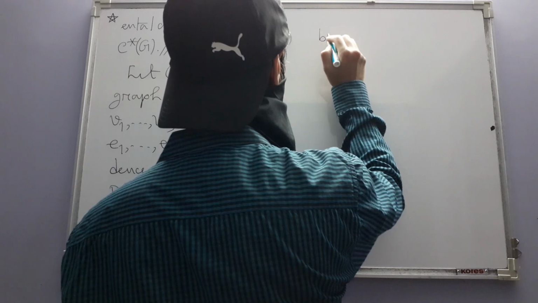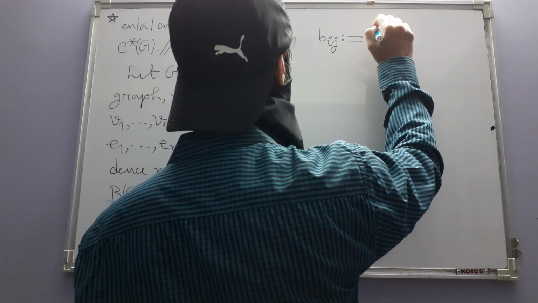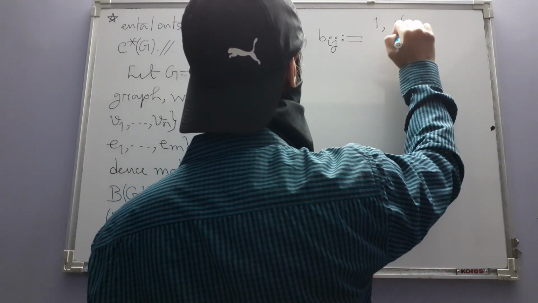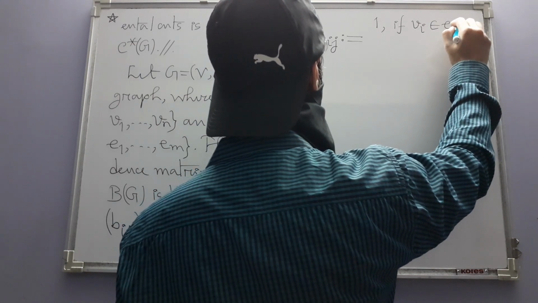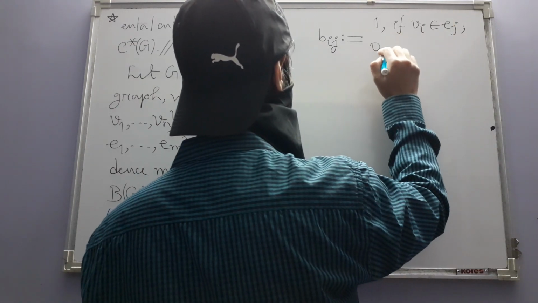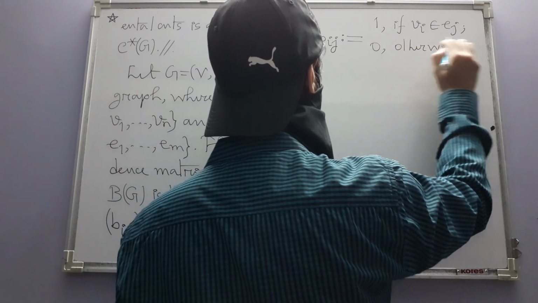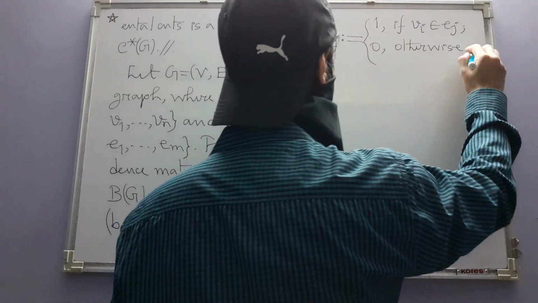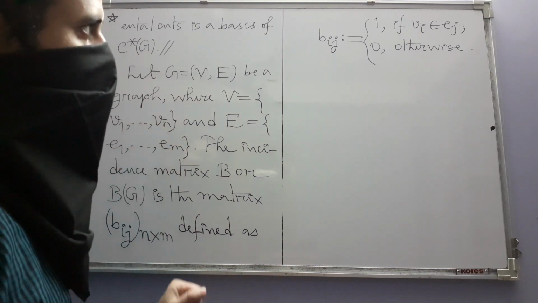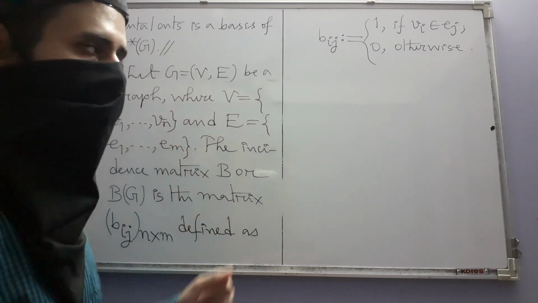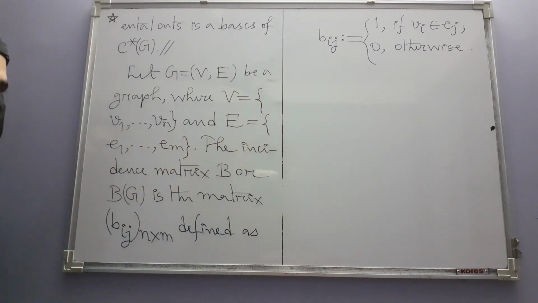Bij is defined to be equal to 1 if Vi belongs to Ej and 0 otherwise. Vi is, of course, the ith vertex in this order of writing the vertices, and Ej is the jth edge in this order of writing the edges.